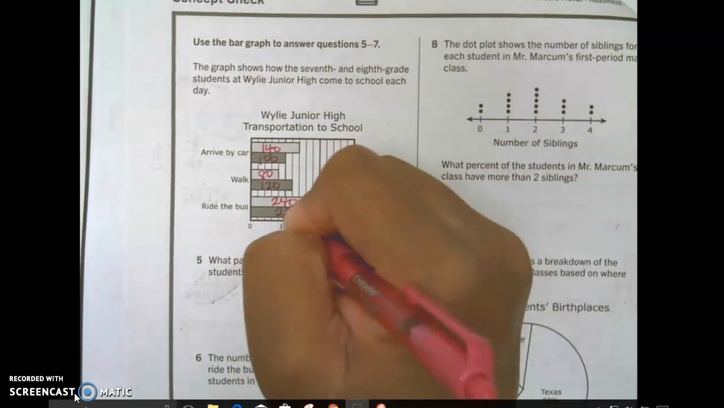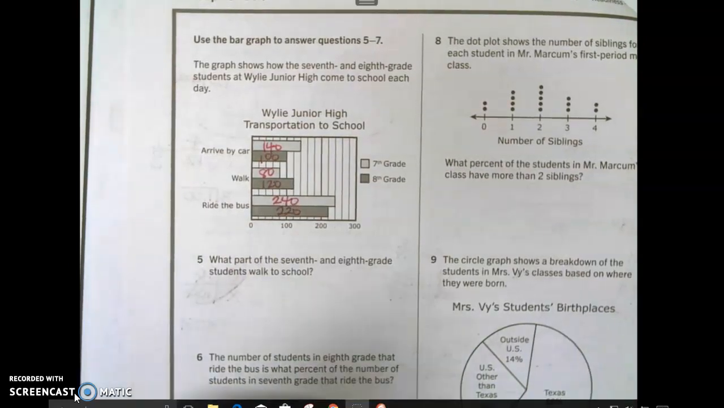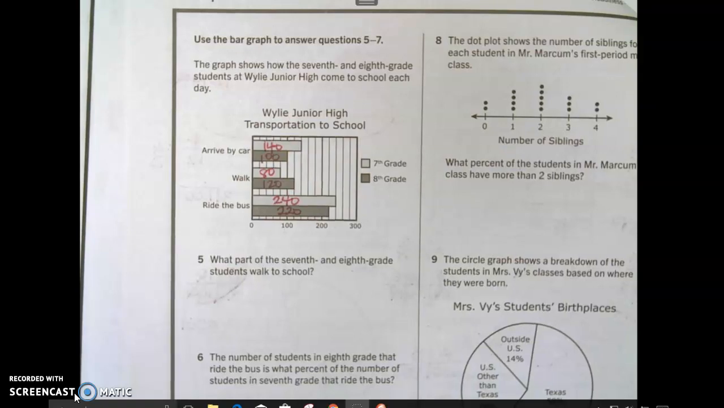220. All right. So now that we have that, what do we need to find? The total. All the students at the school.